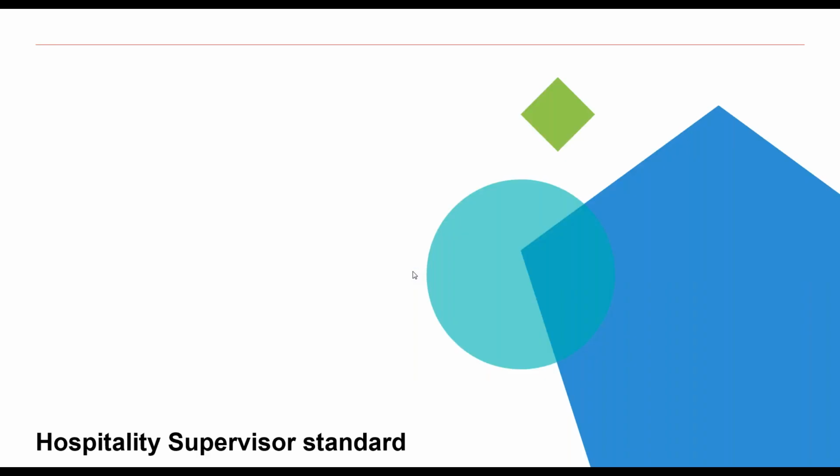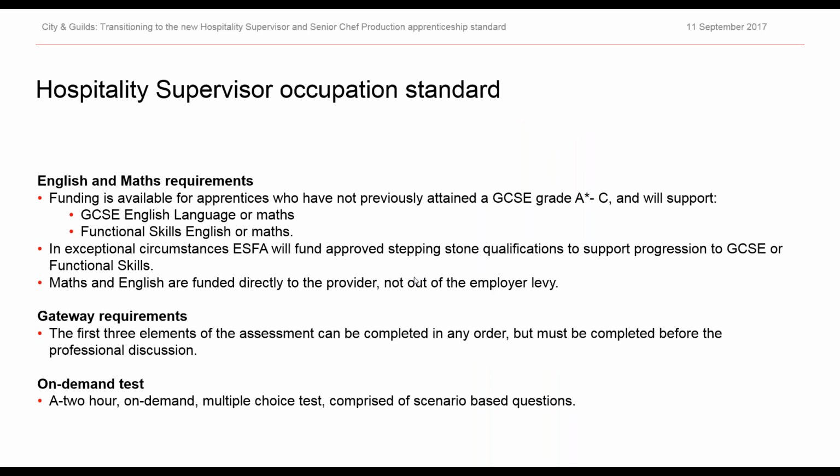So the hospitality supervisor standard, the following specialist functions are available for apprentices to follow, and that's food and beverage service, food and beverage supervisor, bar supervisor, concierge, housekeeping, front office, hospitality outlet, or events supervisor.